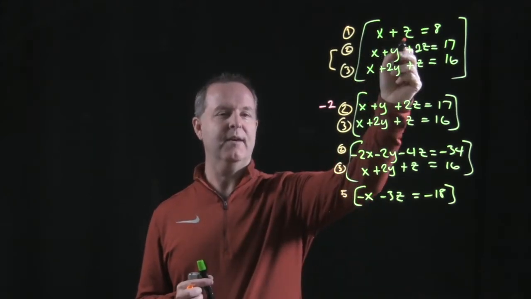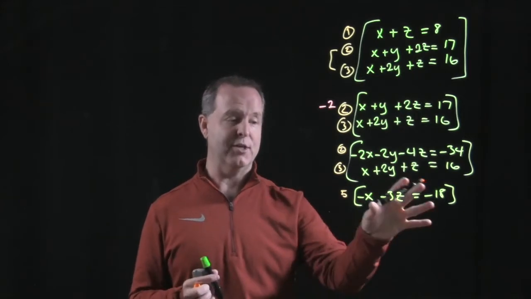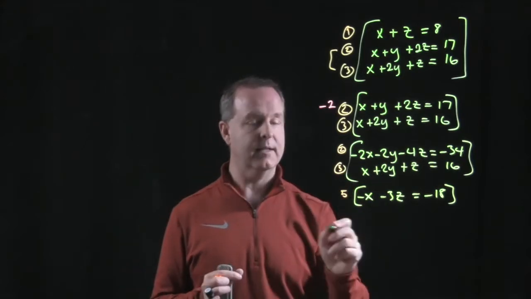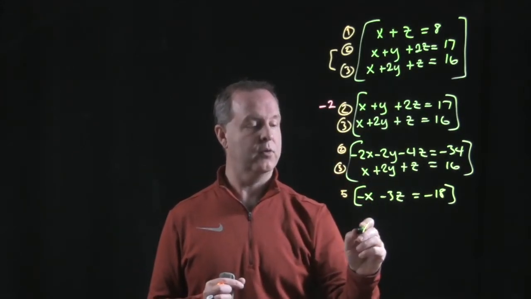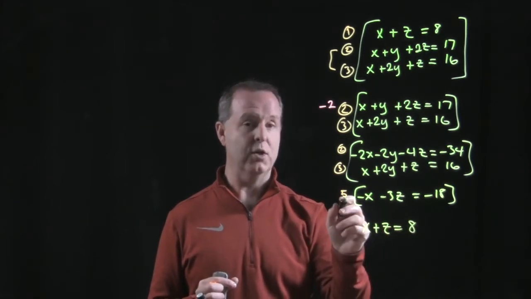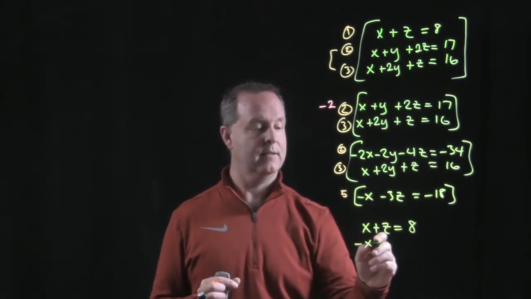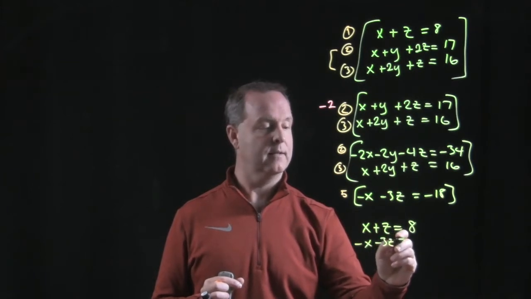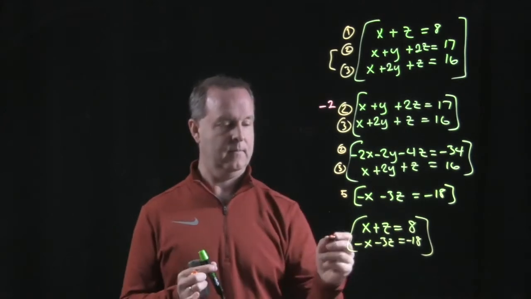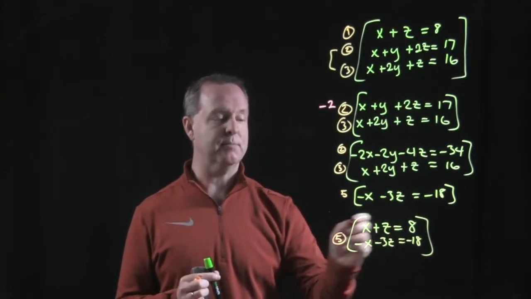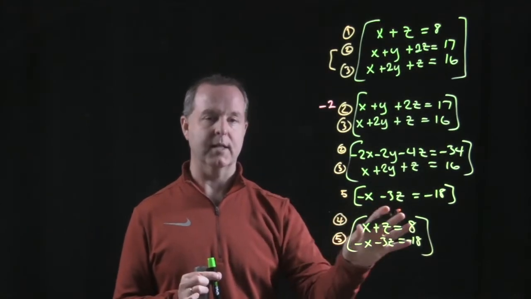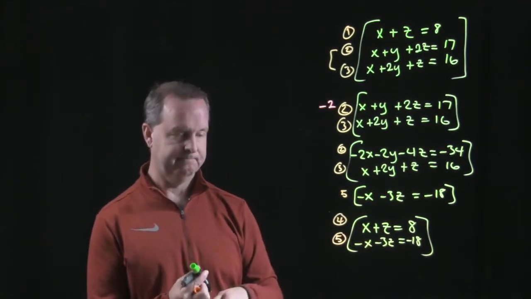Remember this one right here, my x plus z? I'm going to use that in my new system. So let's create my new system then. I'm going to take my equation 1, which has already had a y eliminated. My new equation I found, which was -x minus 3z equals -18. So that's my new equation 5. And my x plus z, it's still equation 1, but I'm going to call it my new equation 4 because I'm using it in a 2 by 2 here.